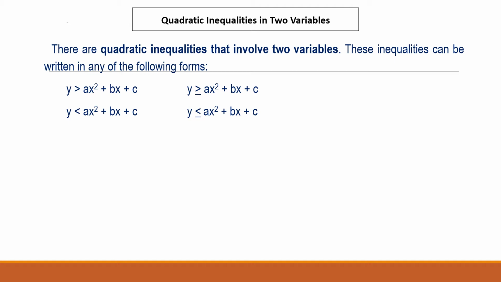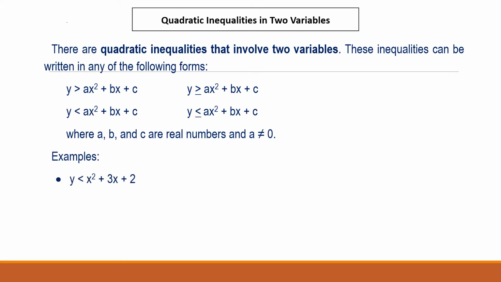Y is less than ax squared plus bx plus c, and y is less than or equal to ax squared plus bx plus c, where a, b, and c are real numbers and a is not equal to 0.